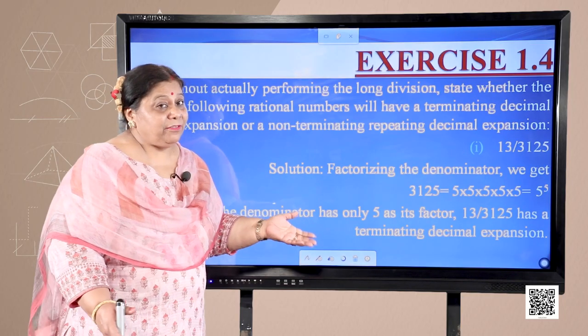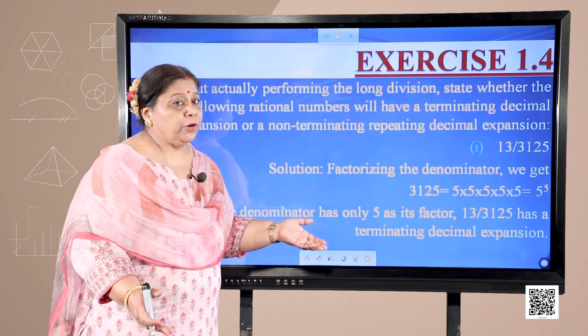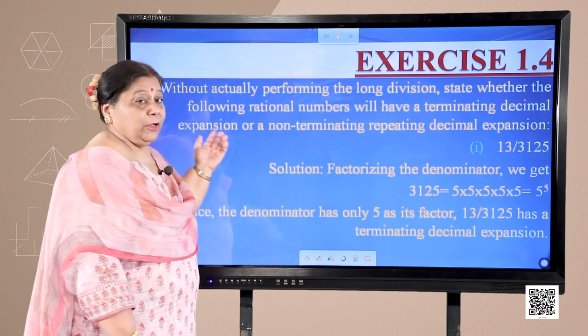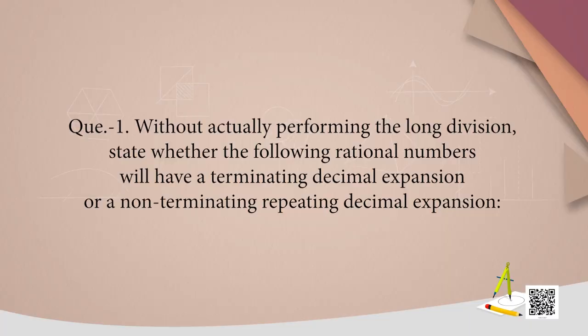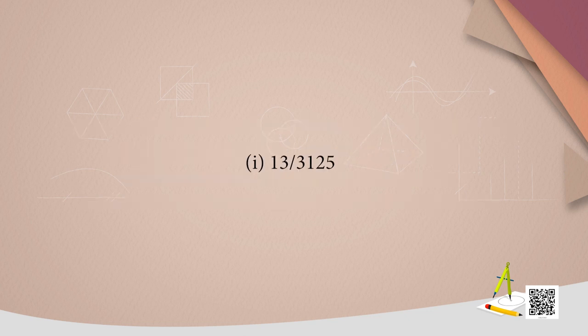Now let us start with the exercise 1.4. Here the question number 1 says, without performing the long division, state whether the following rational numbers will have a terminating decimal expansion or a non-terminating repeating decimal expansion. Question is 13 upon 3125.